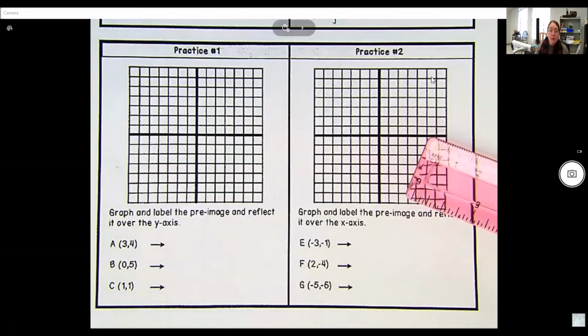There are 2 practice problems right here. Please do them on your own. Pause the video because I'll be putting up the answers next.